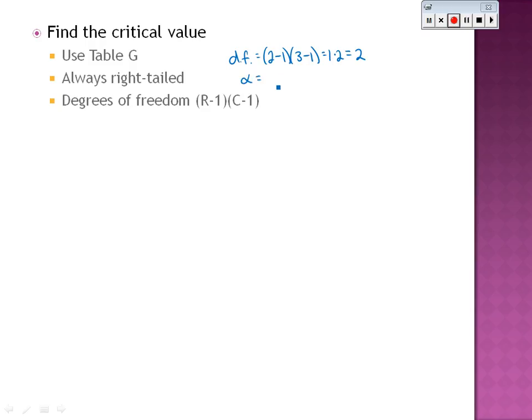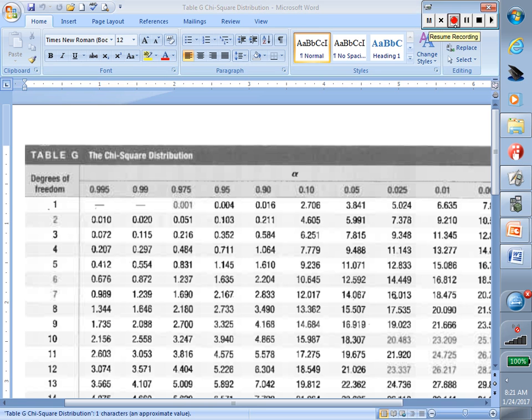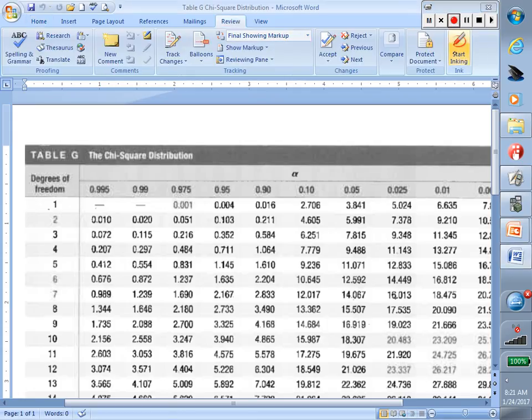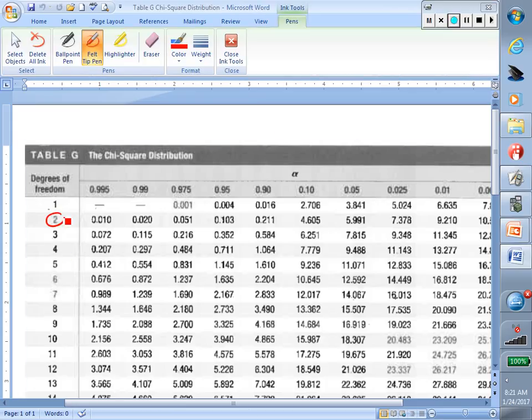Alpha at the beginning of the question, I know it was a couple slides ago, we said let's use alpha at 0.05. And so we need to use table G, degrees of freedom 2, alpha at 0.05. It's always a right-tailed test. So again, just like with the goodness of fit test, we don't have to worry about dividing alpha by 2 or subtracting it from 1. We just use alpha as is. So our critical value will end up being 5.991.